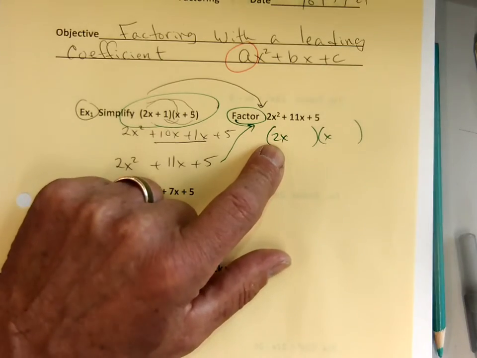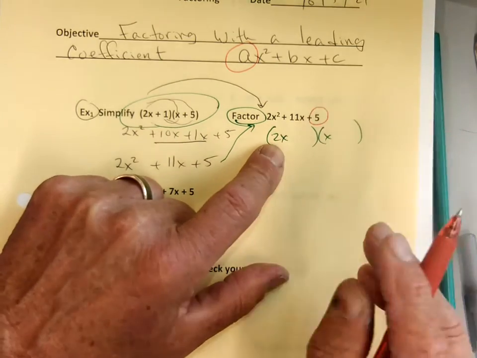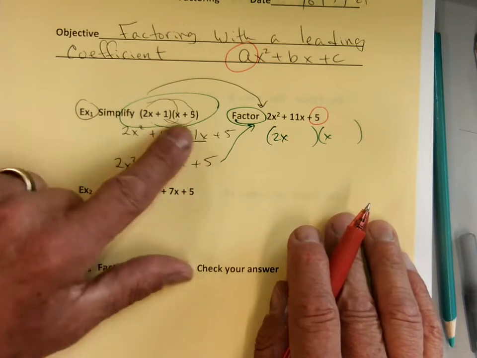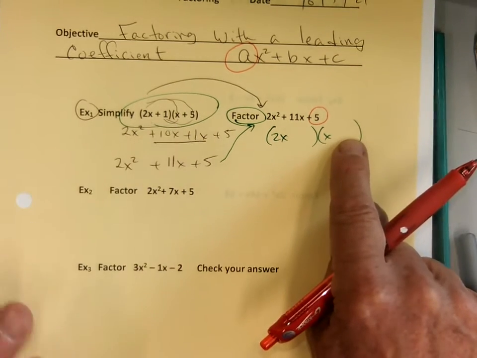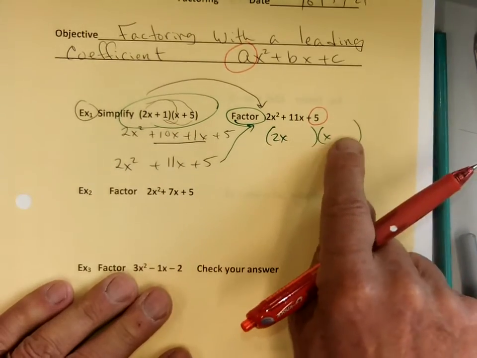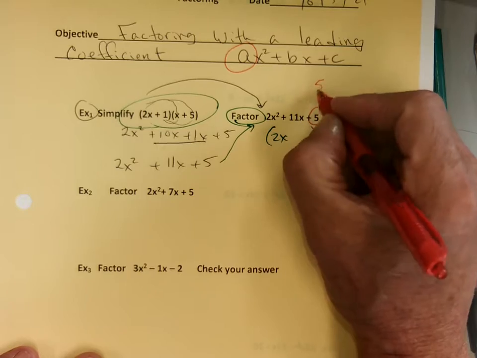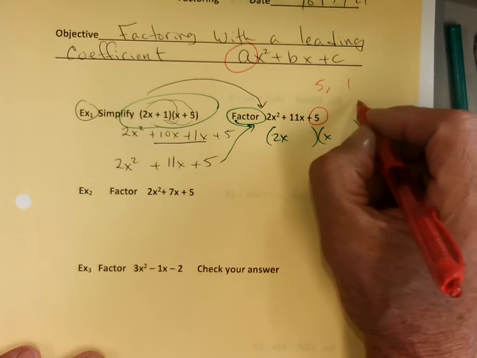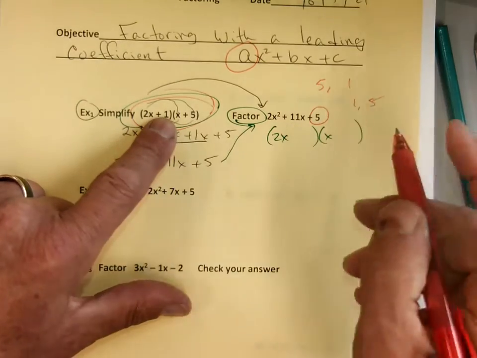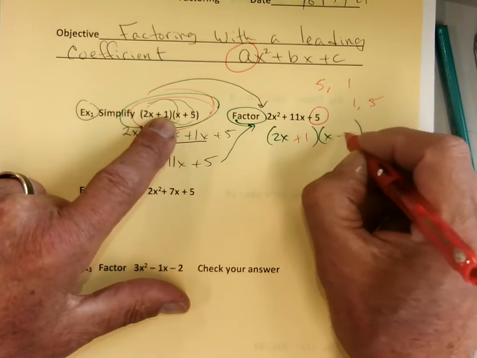And the only way I can make a 5, what times what makes 5, is a 5 and a 1. Now I know from here that the 5 has to go there, and the 1 has to go there. Okay? Is it 5 and 1, or is it 1 and 5? Well, I know from here it has to be 1 and 5. So I'm going to go plus 1 and plus 5.